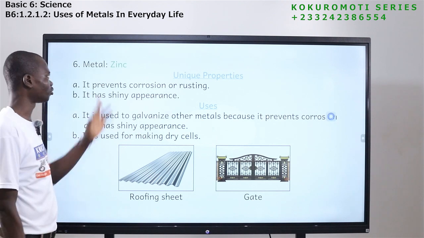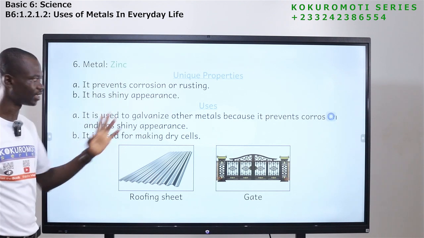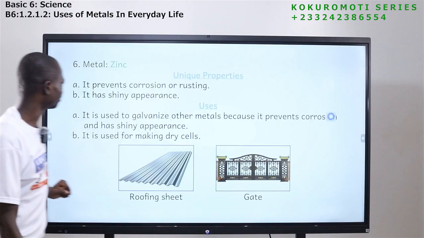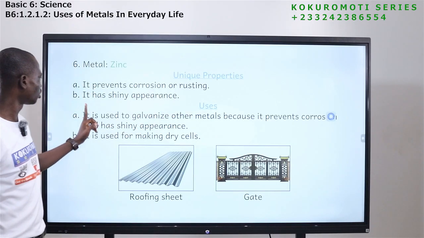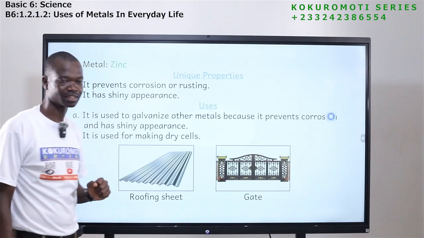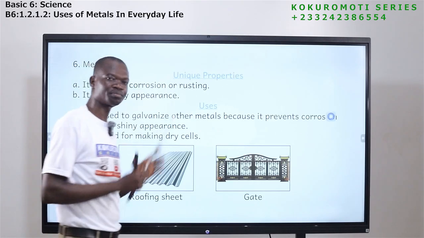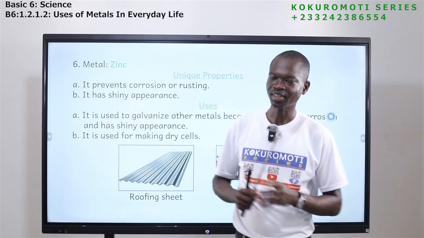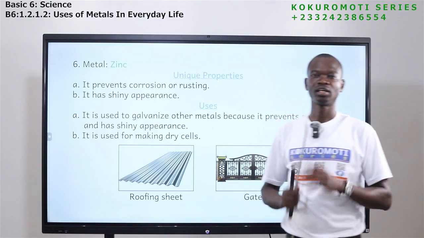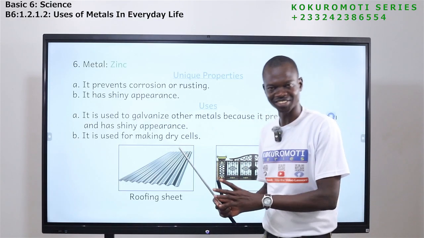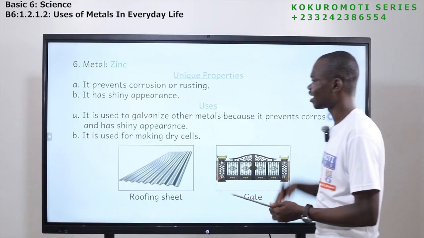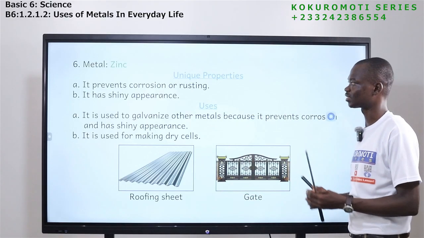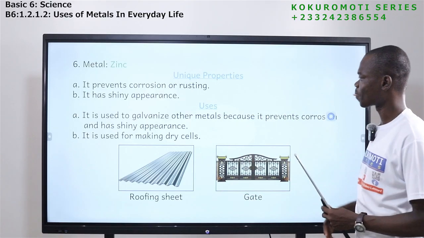So we are looking at the sixth metal, zinc. These are the unique properties of zinc. One, it prevents corrosion or rusting. Two, it has a shiny appearance. The appearance is lustrous. It has that shiny, smooth, polished, attractive what? Appearance. So that is zinc for you.